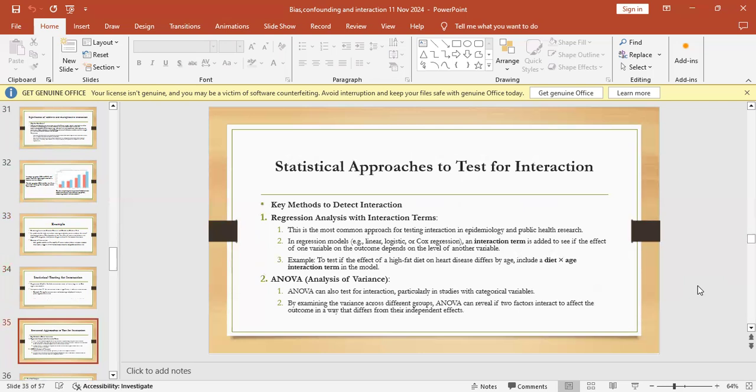Now, the statistical approach to test for interaction. The key method to detect interaction is regression analysis with interaction terms. This is the most common approach for testing interaction in epidemiology and public health research. In regression models, for example, linear, logistic, or Cox regression, an interaction term is added to see if the effect of one variable on the outcome depends on the level of another variable. For example, to test if the effect of a high fat diet on heart disease differs by age, include diet multiplied by age as an interaction term in the model.